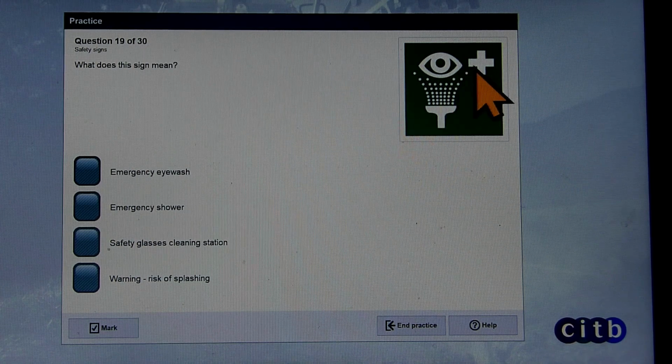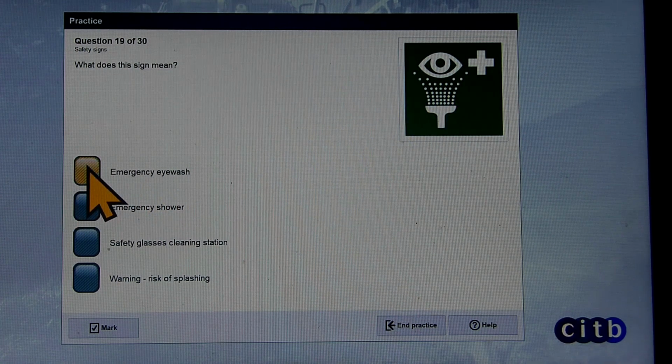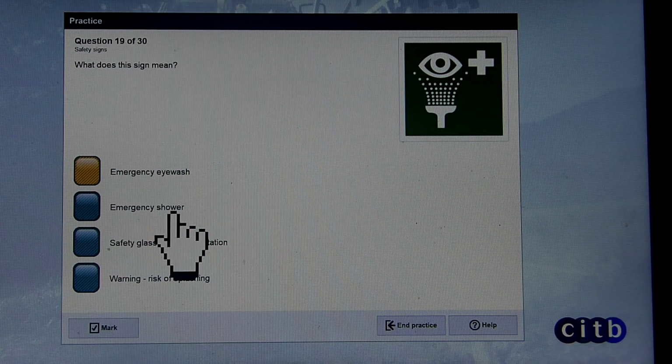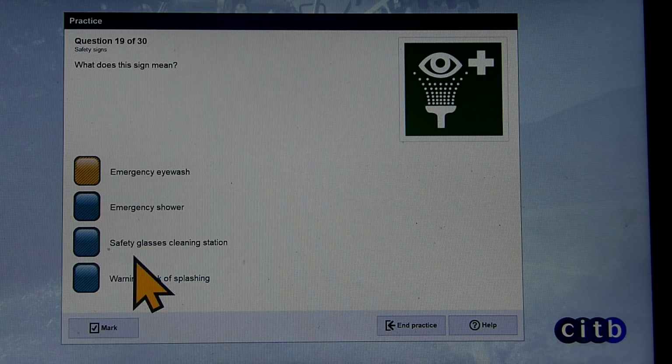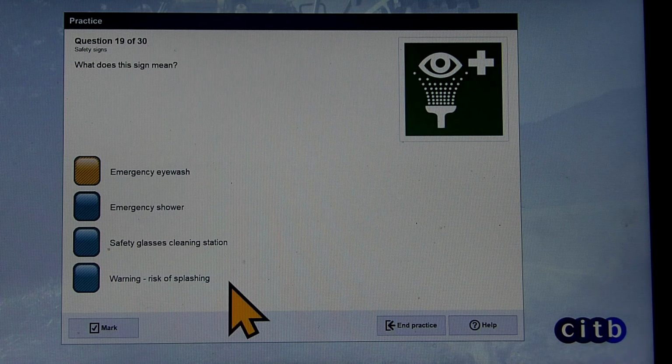Mind it. Here there is an eye, and it's green, and there is a sprinkle of water. That means showering. Showering of what? Eye wash. Emergency eye wash, emergency shower. Safety glasses cleaning station? Warning, risk of splashing? No, the answer is emergency eye wash.